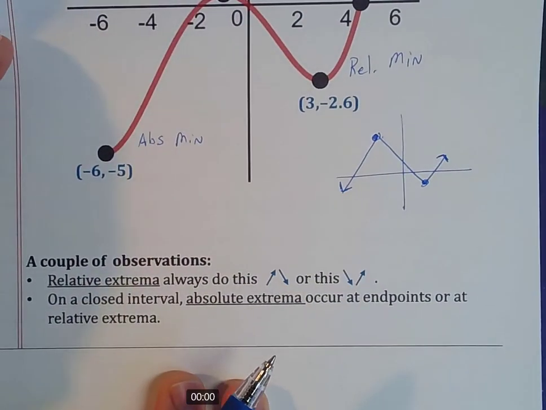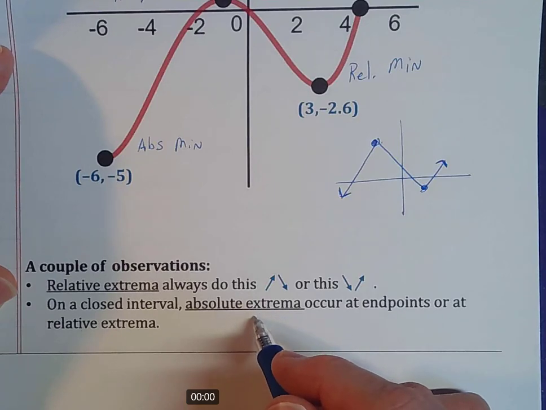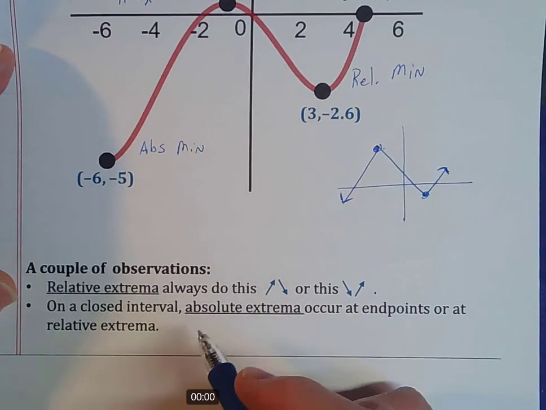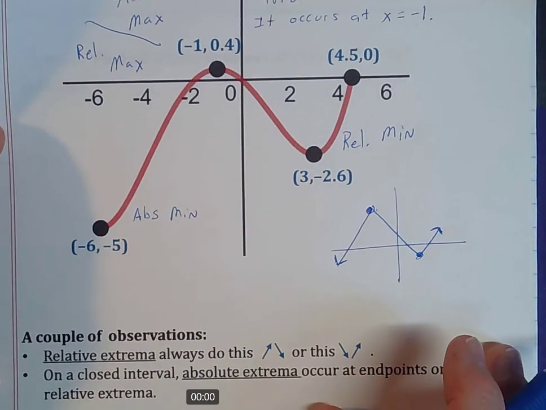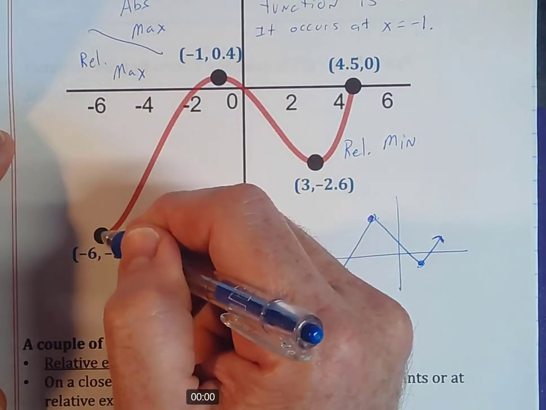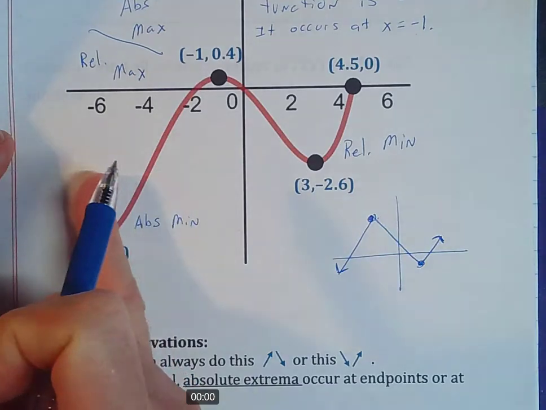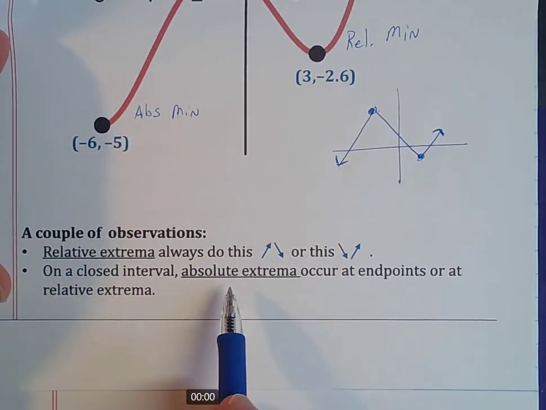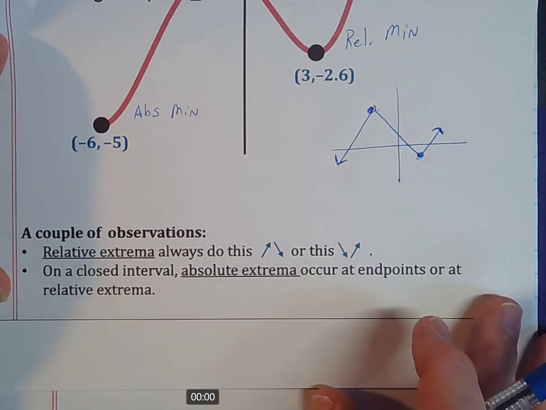On a closed interval, absolute extrema, those absolute maxes and mins, either occur at endpoints or they occur at the relative extrema. So if I have a closed interval, in other words, where I've got a closed dot over here, and a closed dot over here, and I'm just interested in what's happening in between those, then I can say that the absolute maxes and mins occur at the endpoints or at the relative extrema.